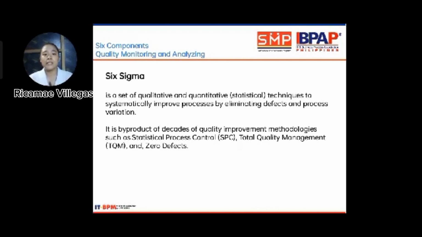And also, the Six Sigma is a set of qualitative and quantitative, or what we call statistical, techniques to systematically improve processes by eliminating defects and process variation. It is a byproduct of decades of quality improvement methodologies such as statistical process control, or SPC, total quality management, or TQM, and zero defects.